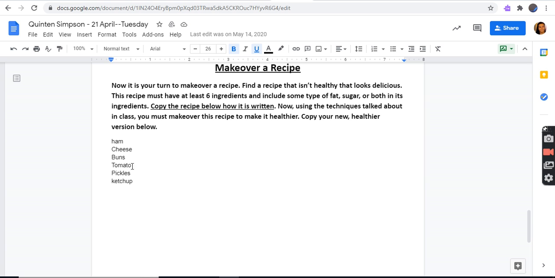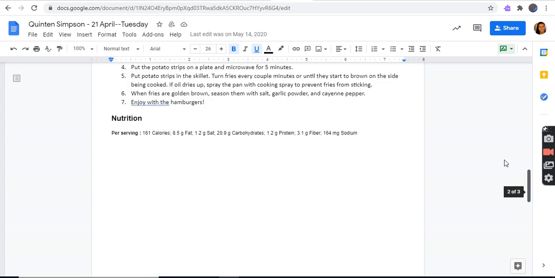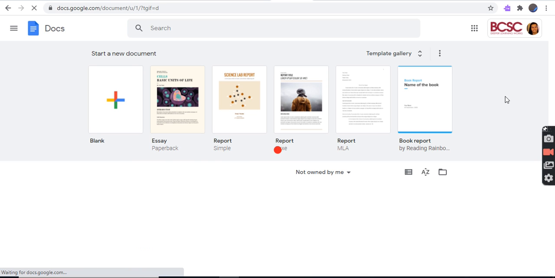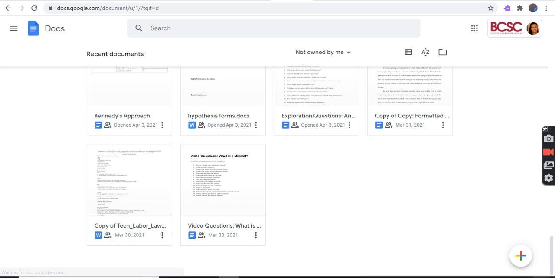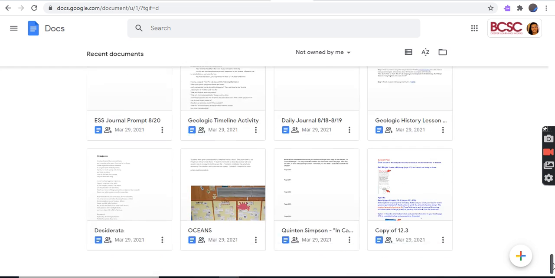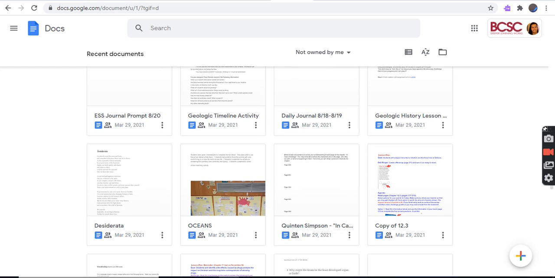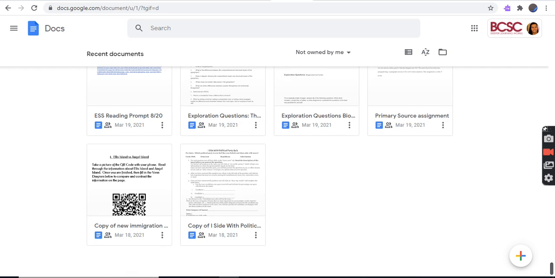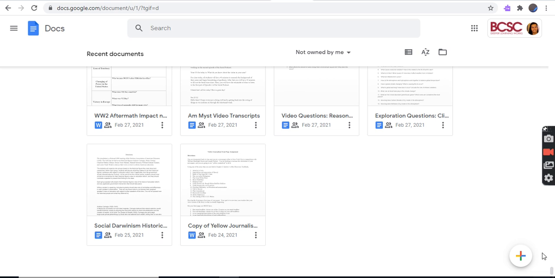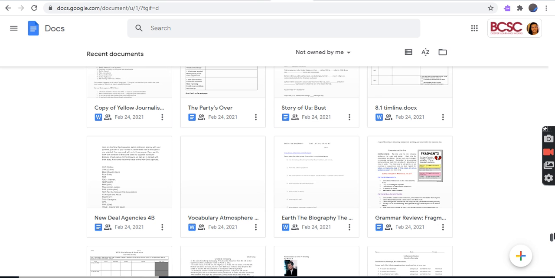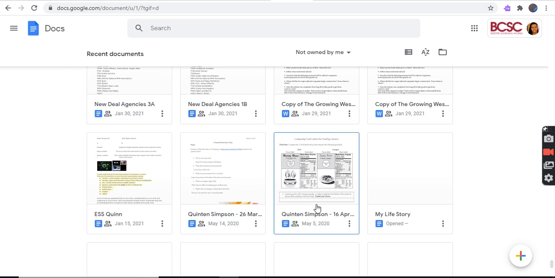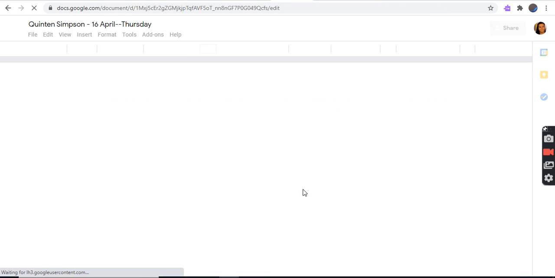Ham, cheese, buns, tomatoes, pickles, and ketchup. You can add any topping you want. It doesn't matter to me, or it may matter to your cooking teacher. Just ask her or him about that, or a nutrition specialist if you have time. Don't worry, 3 more assignments to do, guys.